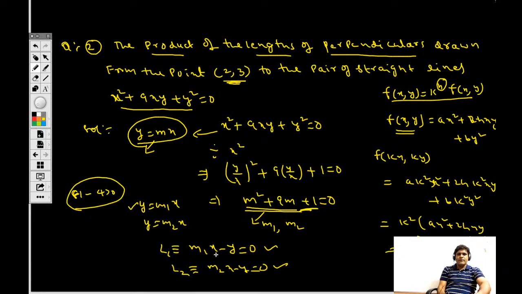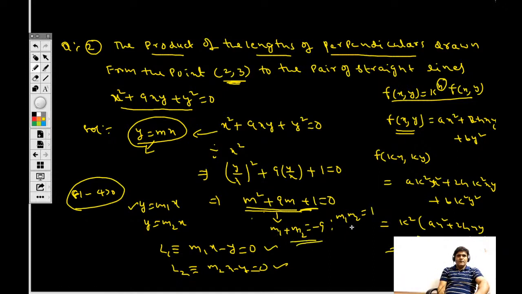First you find the distance from (2, 3) to L1, that is D1, and to L2, D2, and then multiply D1 into D2. In that multiplication you will have m1 plus m2 and m1 m2. What is m1 plus m2? The sum of the roots of this equation is minus 9 by 1. What is m1 m2? It is 1. Here m1 and m2 are the roots. Then m1 plus m2, the sum of the roots, is minus 9, and the product of the roots m1 m2 is c by a, just 1.